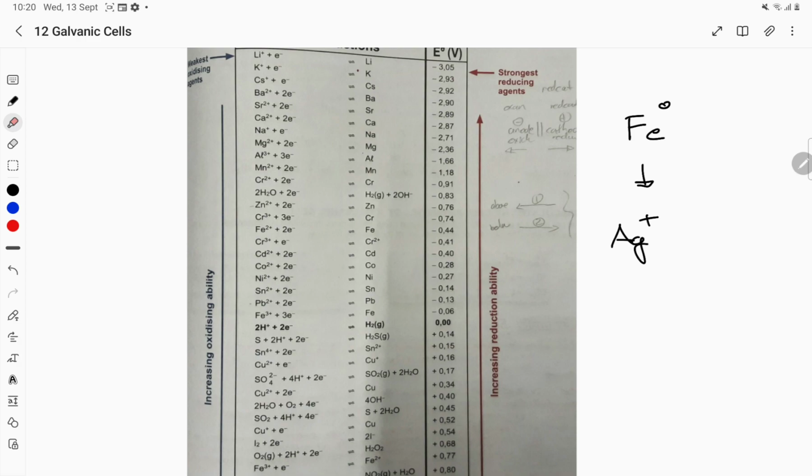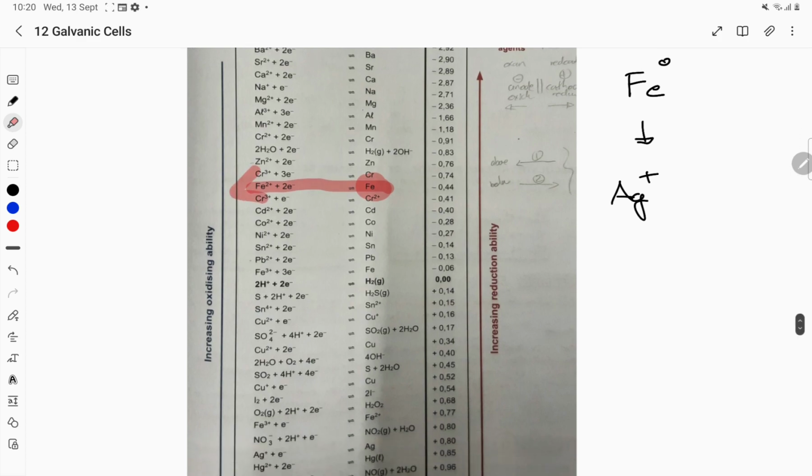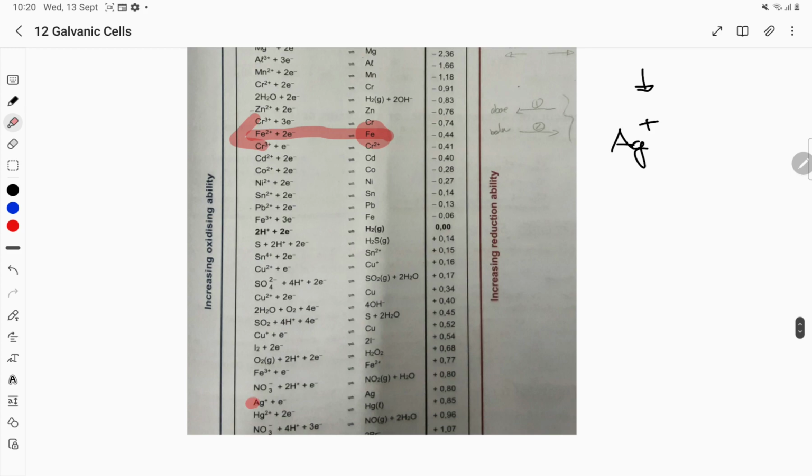We can either use our E naught values, or we can just take a look at our little pattern here. So iron, let's just take the Fe2+, where is it then? Iron nail, that's over here, is going to have to be oxidized for it to react, right? And silver ion is over here, and it will have to be reduced for the reaction to take place.